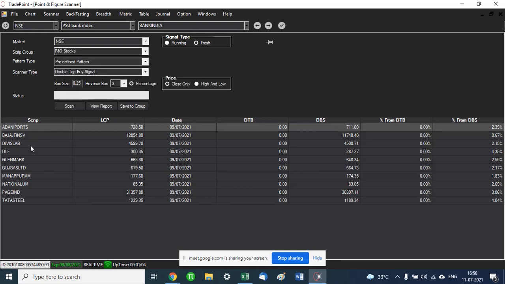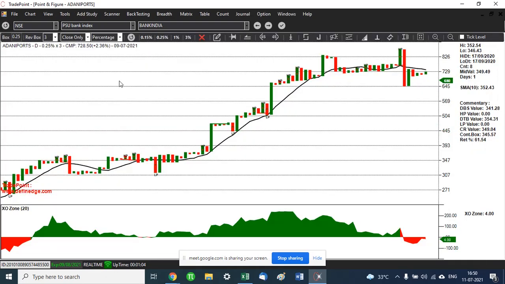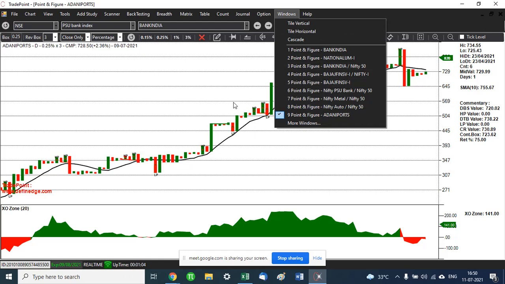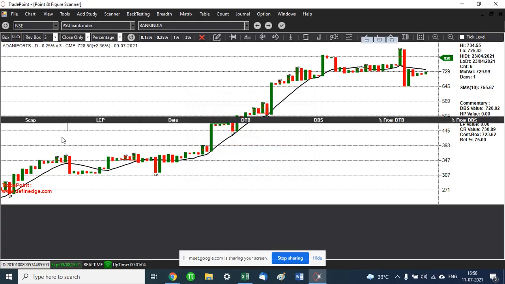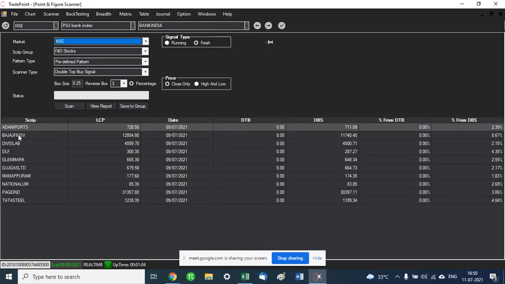So we get all these stocks. For example, Adani Ports. We click on it. It opens the chart for us, 0.25% on a daily time frame. You can see here that we are getting a double top buy, but this stock is below the moving average currently, so we will not take this bullish trade. So we can look at the other results. Let's say Bajaj Finserv we have already looked at, it's looking very bullish.